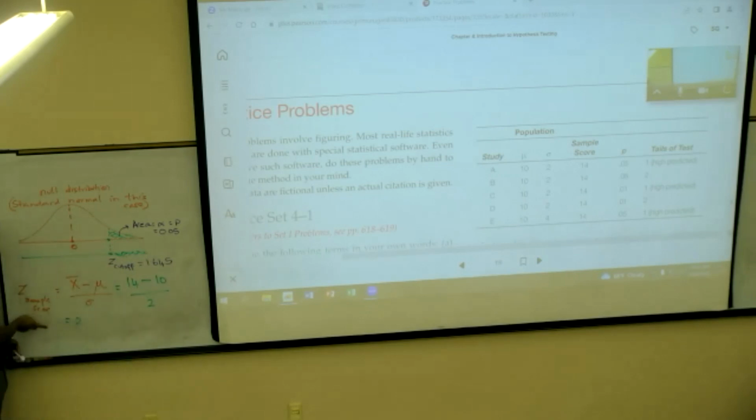The sample score is 2, cutoff 1.645 on the real number line, whereas the sample score 2. Here or there? Easy question. Does it fall here? Yes. Okay.